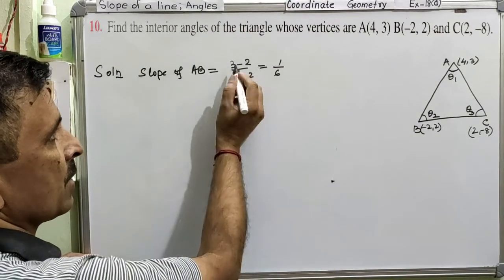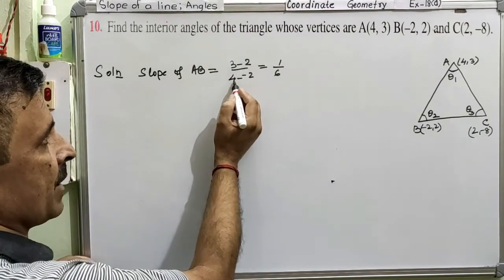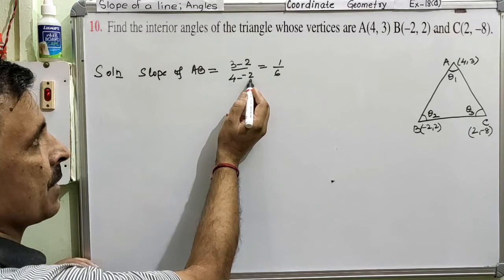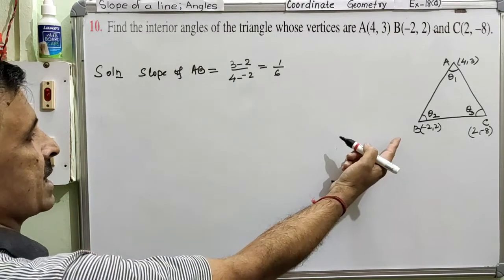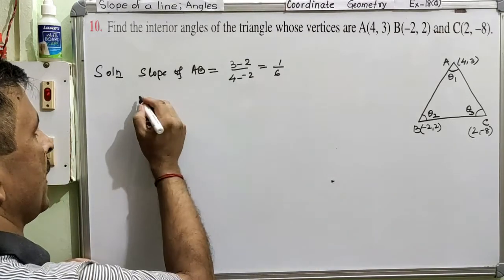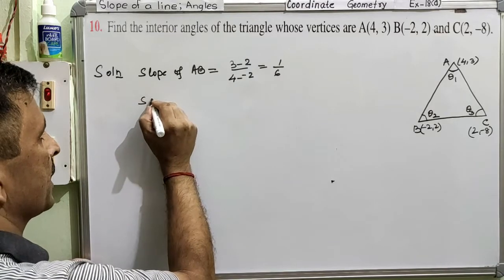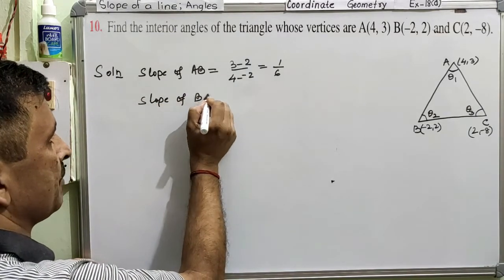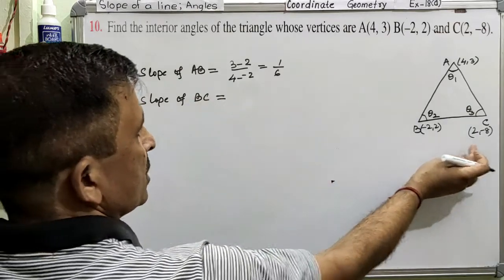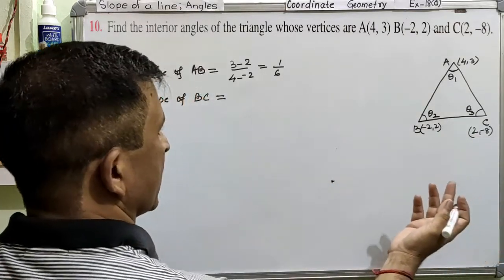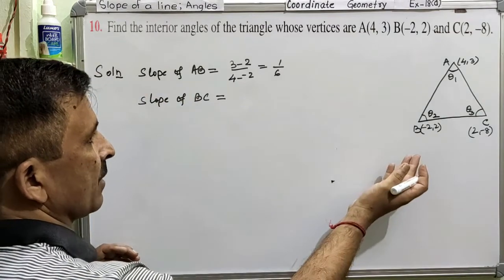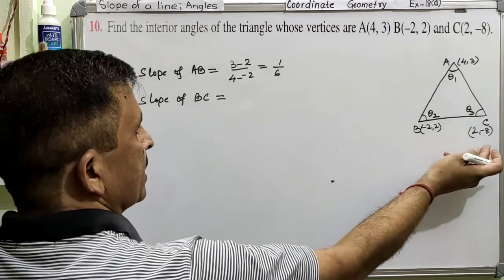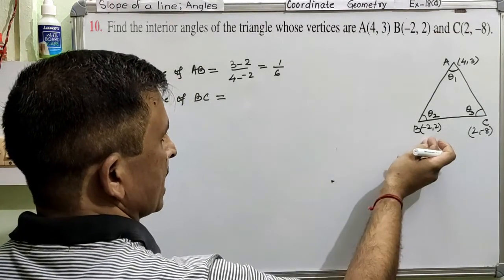Hope I am clear? y2 minus y1 divided by x2 minus x1. Clear? So see the sign, you have to take proper care of sign. Now slope of side BC. So we are going to use these 2 points. Now you can choose which one you are going to take as x2 y2 and x1 y1. So I am taking this as x1 y1 and this as x2 y2.